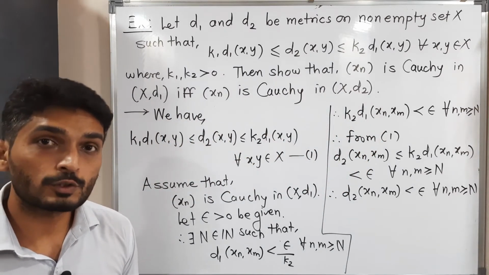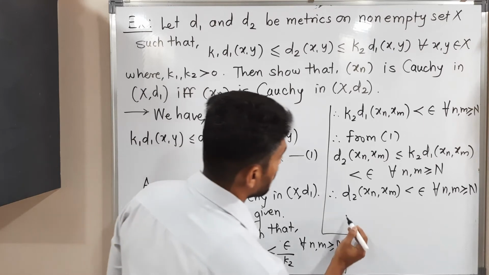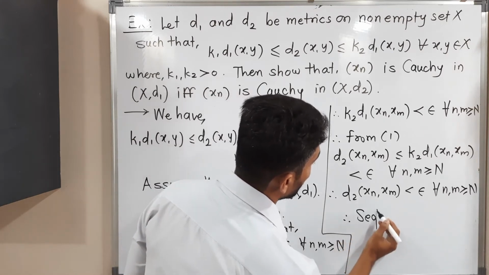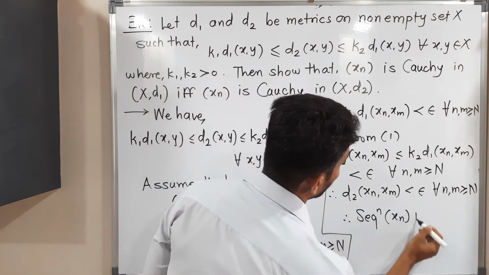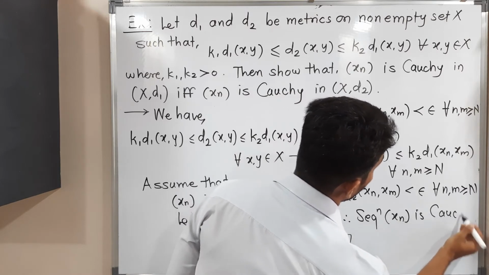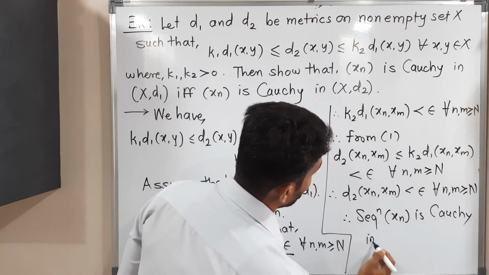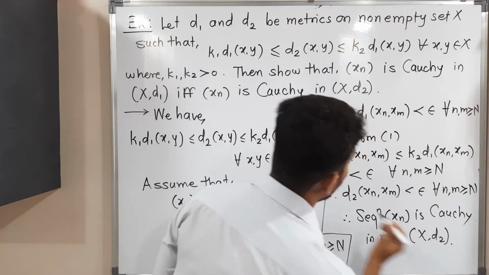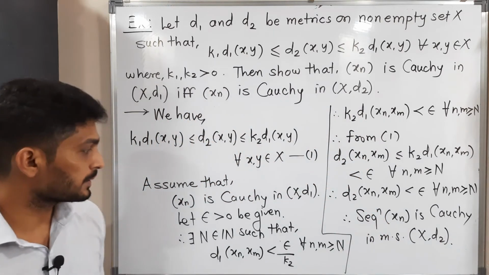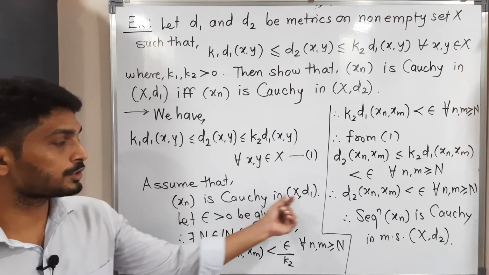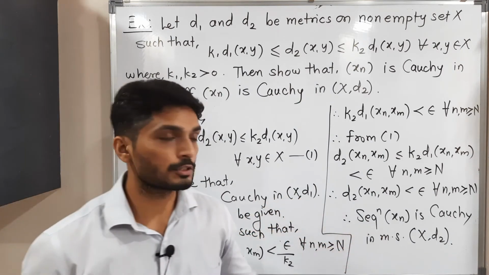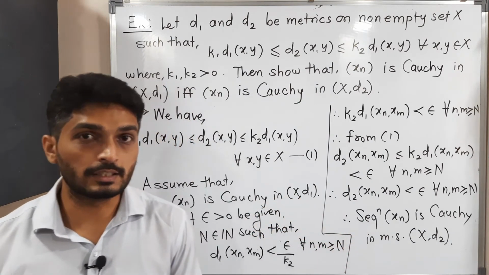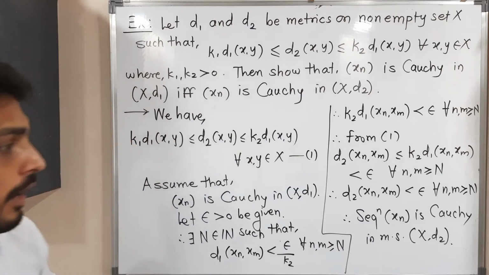But see, this is the definition of a Cauchy sequence. Therefore the sequence Xn is Cauchy in the metric space (X, D2), since we have the metric D2 here. So we started with the sequence Xn being Cauchy in (X, D1), and we proved that the sequence Xn is Cauchy in the metric space (X, D2). Okay. So half the part is done.